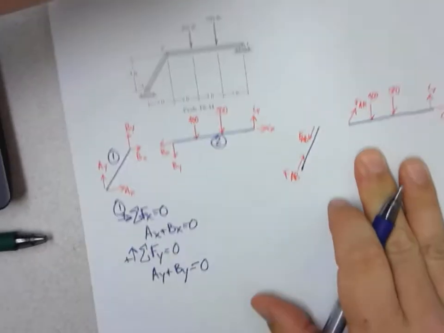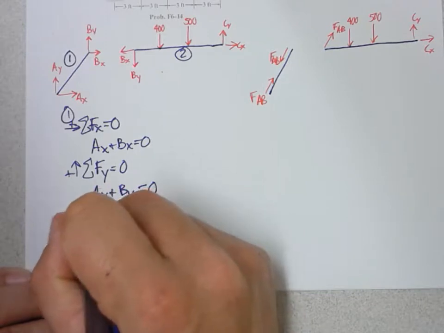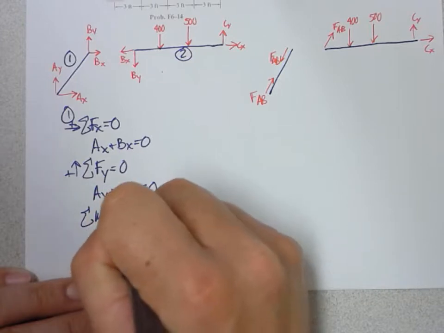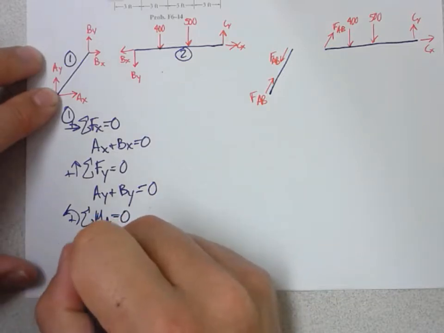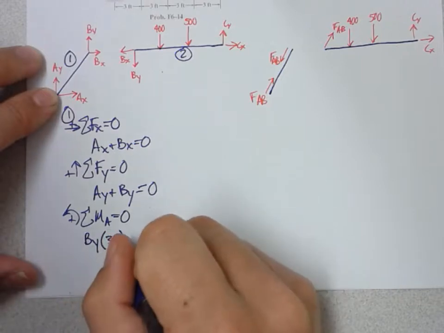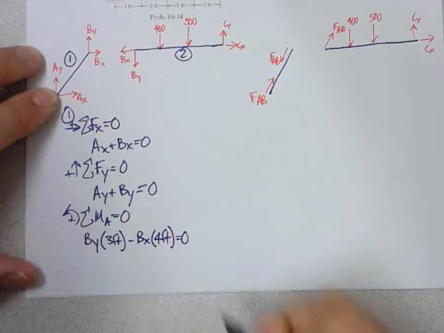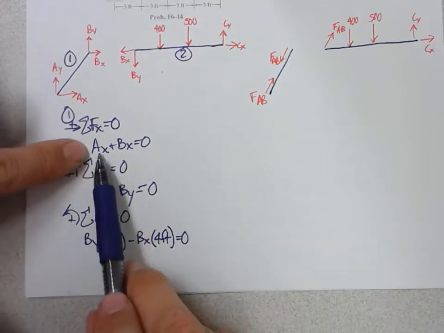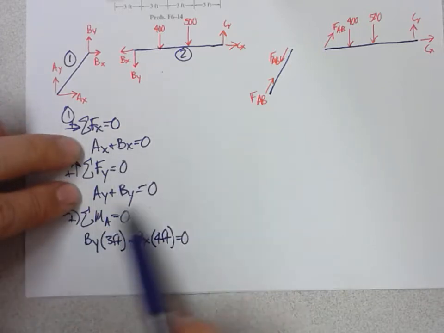Let me scoot this up a little bit so you can see it. And then I can sum the moments about a point. So let's sum the moments, say, about A, and set that equal to 0, counterclockwise being positive. So summing the moments about A, I will have BY times 3 feet minus BX times 4 feet equals 0. Okay, so those were the 3 equations for member number 1. Note that we have 1, 2, 3, 4 unknowns. Okay, so 4 unknowns.